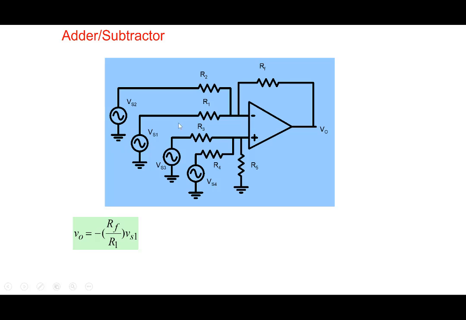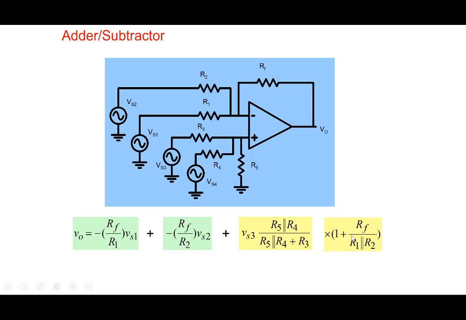So use the superposition theorem to write down each value here. So due to VS1, remove all of them. VS3, VS4 are all shorted, VS2 is shorted. You should be able to see that the only thing that matters is R1 and RF here. Inverting. Minus RF by R2, VS2 here. This one is R5 parallel R4 divided by R3 multiplied by 1 plus RF by R1 parallel R2. Note that when you're looking at VS3 here, VS1 is short, VS2 is short, so R1 comes in parallel with R2. And the whole thing looks like a non-inverting amplifier.